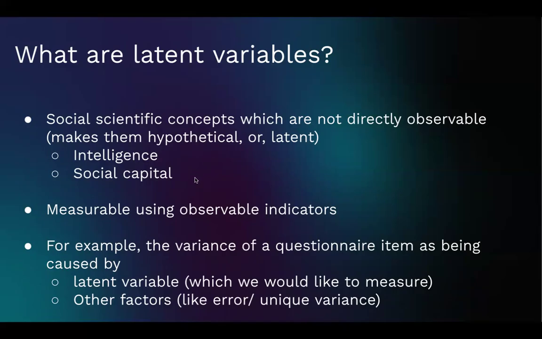But however, these latent variables are measurable using the observable variables that we have. So for example, we might consider the variance of a questionnaire item as being caused by some kind of latent variable, which we would like to measure.